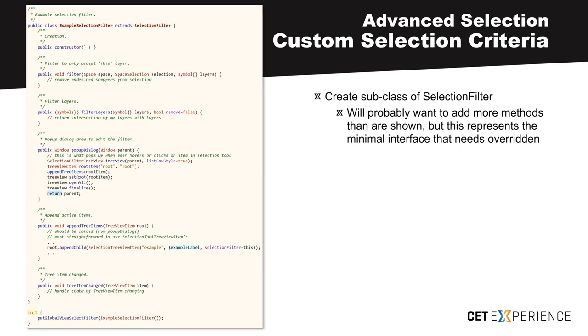And then at the bottom of the class, we have tree item change. That's going to be called whenever a toggle is flipped on one of those things, and then you're going to re-filter the space and update what's selected from there.